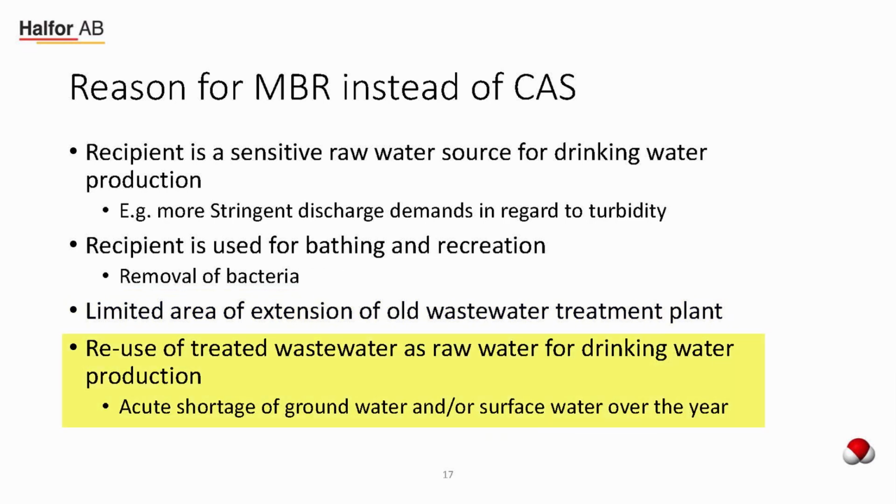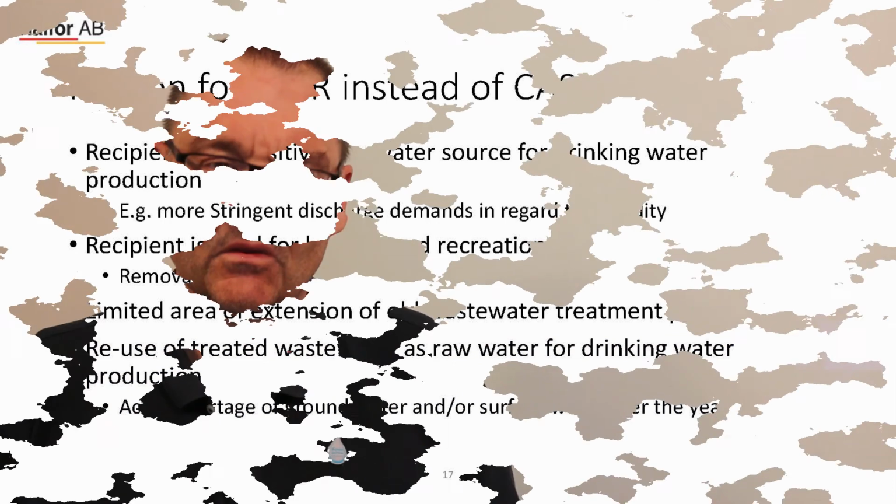And finally, reuse of treated wastewater as a raw water for drinking water production. This is something that during the last year has become more and more important. So when there is an acute shortage of groundwater or surface water over the year, then reuse of wastewater is a possibility, and there the MBR is a strong card, so to speak.